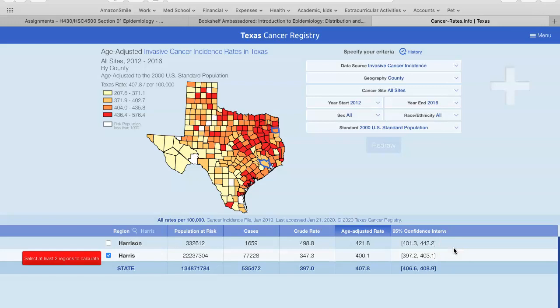So on the other end of that, that means out of that 100, we should have 5 instances where our age adjusted rate will be lower than our confidence interval or higher than. So I hope that gives you a better understanding of what a confidence interval is.